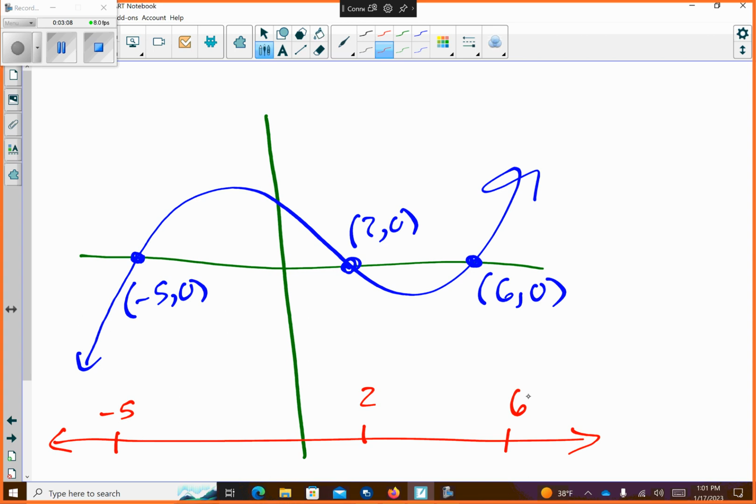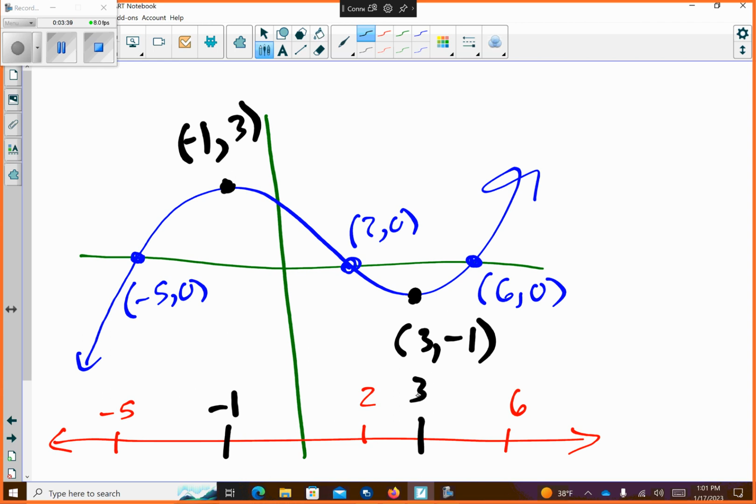A couple other things that I'm going to note on this graph, and these are just made up values. Let's say this is the point -1, 3, and this is the point 3, -1. So I have a maximum and a minimum. They're called local maxes or local mins because they're part of the graph, not the end behaviors. I'm also going to put -1 here and 3 here. Those are all pivotal points to this graph.